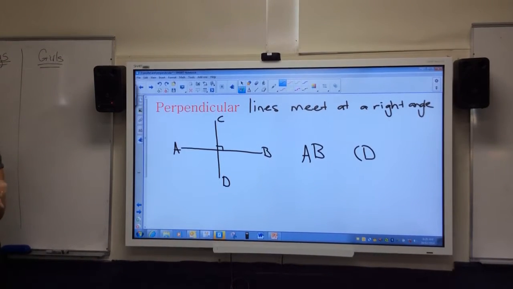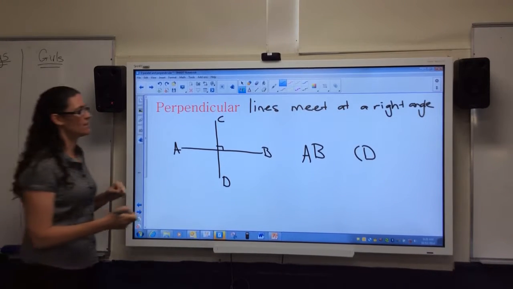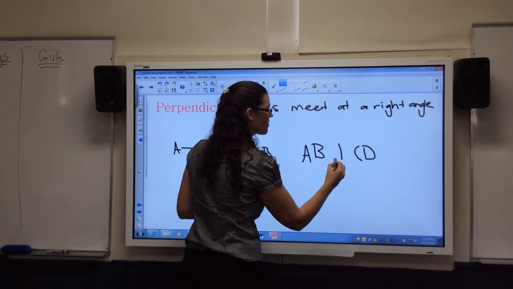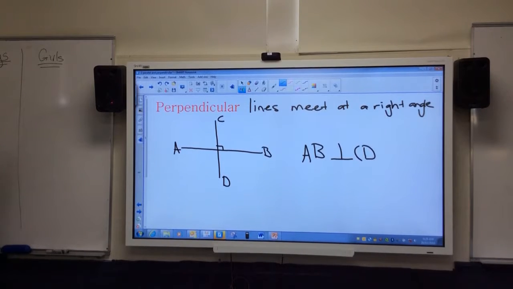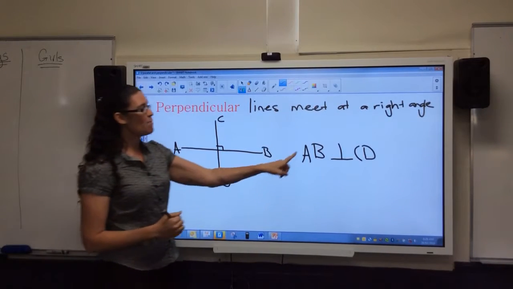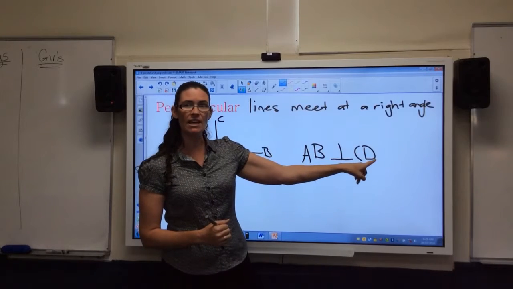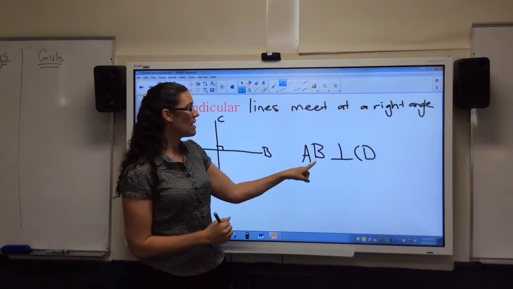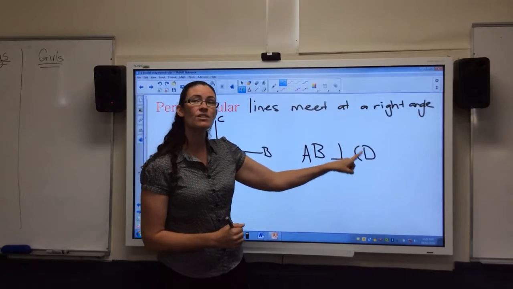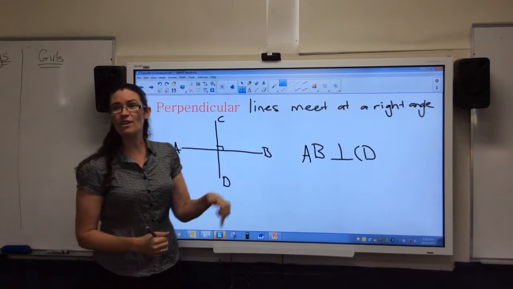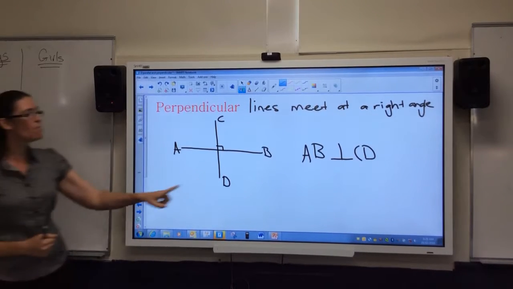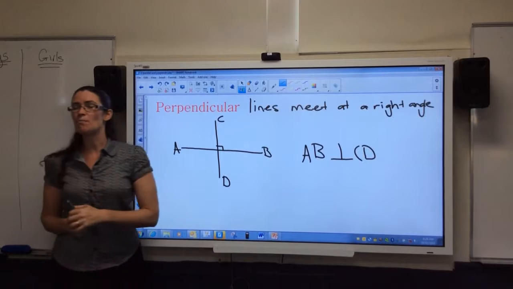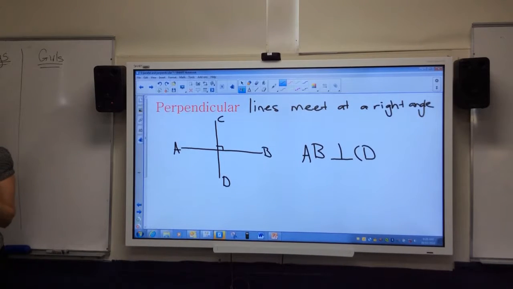Now instead of writing the word that they are perpendicular, I have a little symbol that I can write. This symbol here, okay, that means is perpendicular to. So if I write AB and then this symbol CD, that says AB is perpendicular to CD. So it's really cool that I don't have to write the word perpendicular. So if you ever see this little symbol, you'll know that it means they are perpendicular. Is everyone happy with that summary?